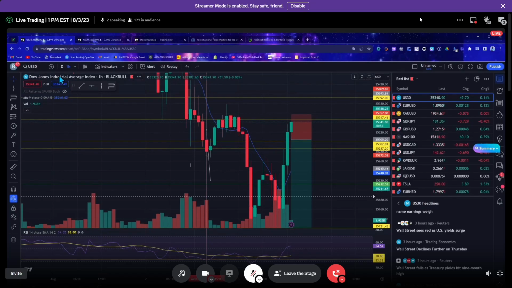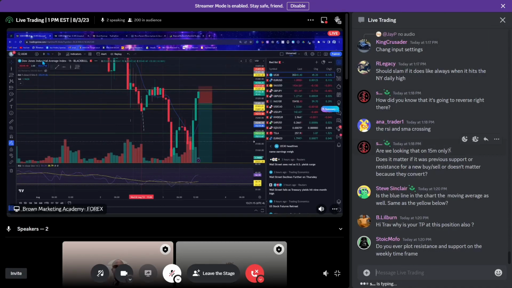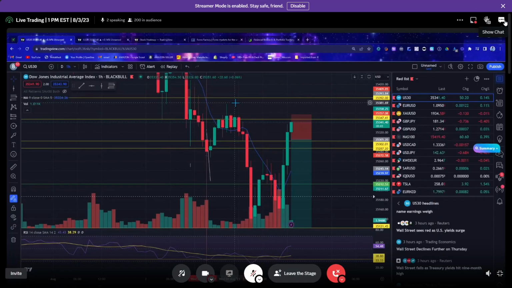No, I would only do that if I was a swing trader. I don't ever plot on the weekly. It's daily for strong support or strong resistance. 15 minute, 1 hour for a little less strong support and resistance. That's where I find my entries, which is these yellow lines. And then the 15 minute is where we find supply and demand.